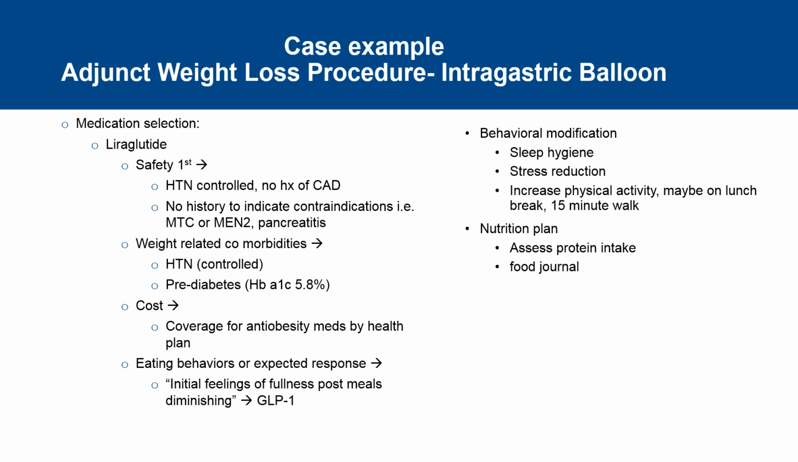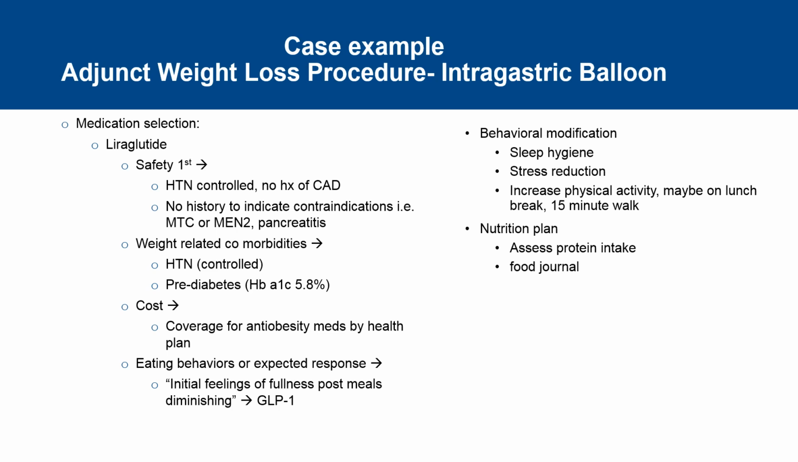And so back to our case example with RJ, considering his medical history and his issues, we decided to go with the liraglutide, considering safety first. He has hypertension, but it is controlled. There's no history to indicate contraindications of thyroid cancer or pancreatitis. He has prediabetes, which is not being managed by any particular medication. In terms of cost of the drug, he knows he has coverage by his health plan.